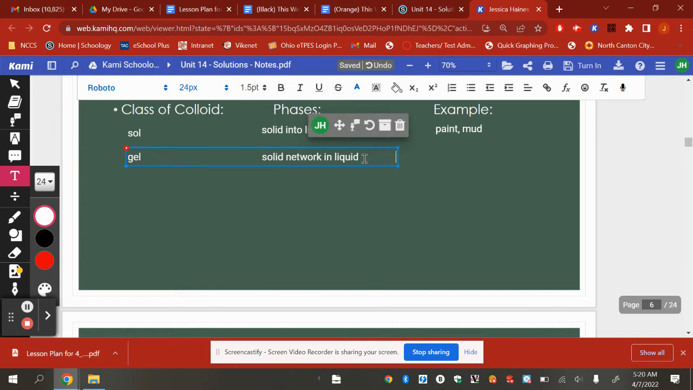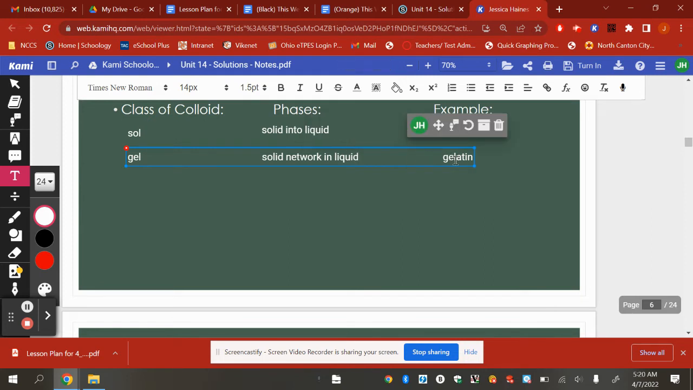An example of this is gelatin. Now, we're not talking about Jello. We're talking about gelatin. And gelatin, if you know, is solid cow bones that are dissolved into liquid water. That's what gelatin is. And again, think about what gelatin forms, that blubbery type of feel to it. That's characteristic of colloids. So solid animal bones dissolved into liquid creates the colloid gelatin.